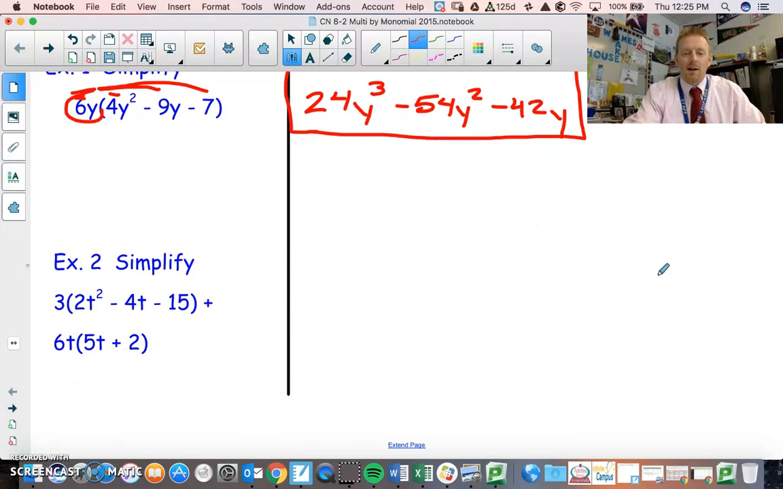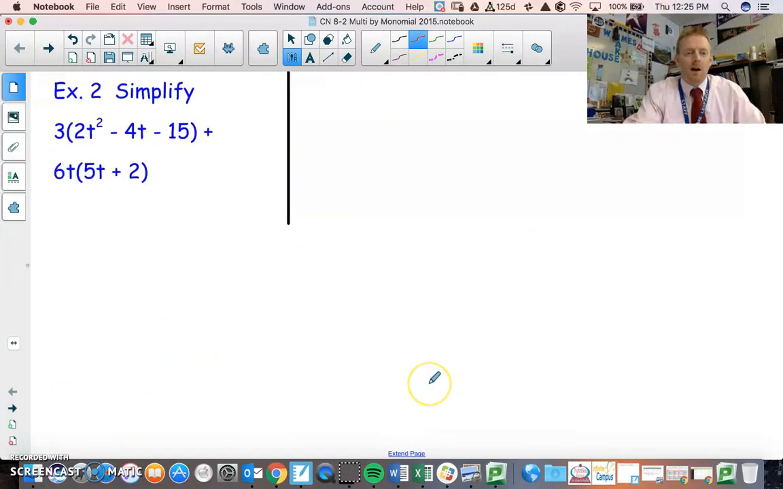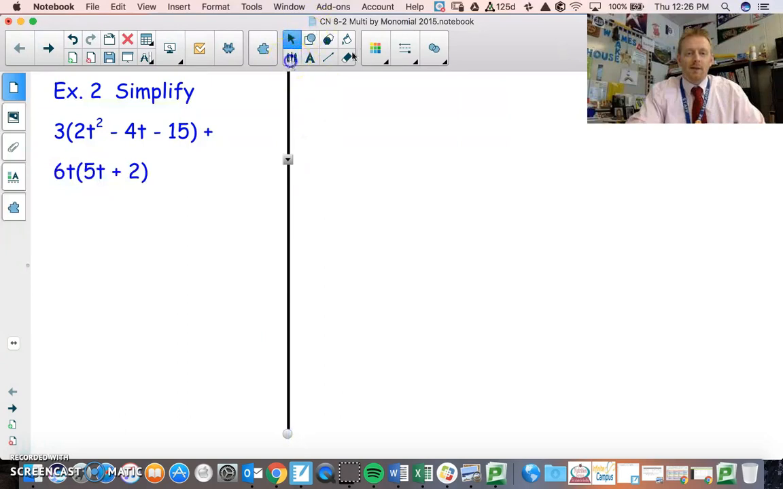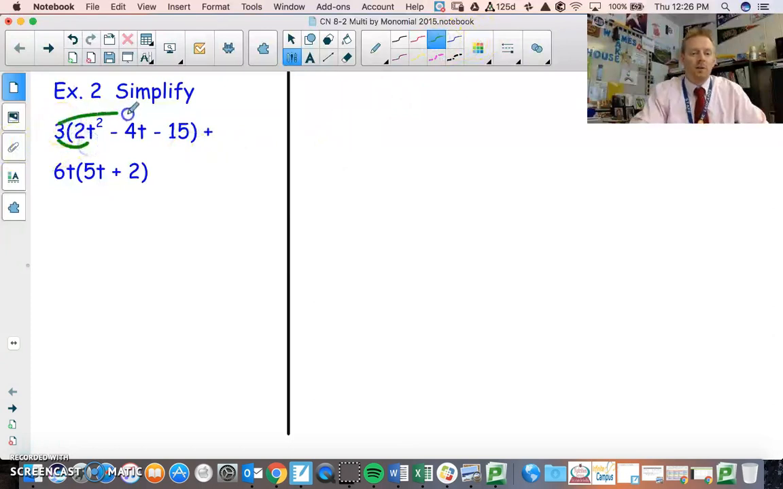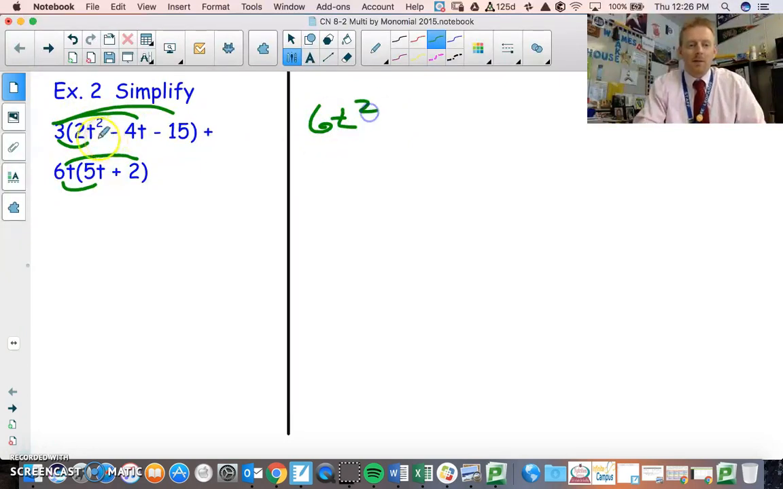All right, so when we're dealing with example 2, you'll notice that we've extended some of our information from previous lessons into this specific example. Let's go green. We're going to have to distribute to both of our problems, and then we can add them together. So I'm going to distribute for the first one. That's going to get me my 6t to the second, because 3 times a 2t to the second. And then a 3 times a negative 4t gets us a negative 12t. And then a 3 times a negative 15 gets us a negative 45.